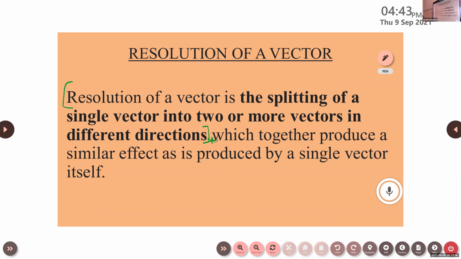Resolution of a vector is the splitting of a single vector into two or more different components, into small components. The resolution of a vector is the splitting up of a single vector into two or more vectors in different directions. And the resolution of vectors can be done if and only if the vectors are inclined at an angle theta.